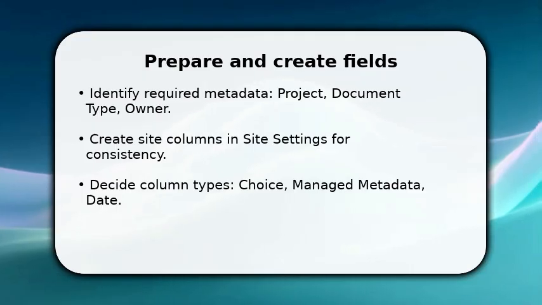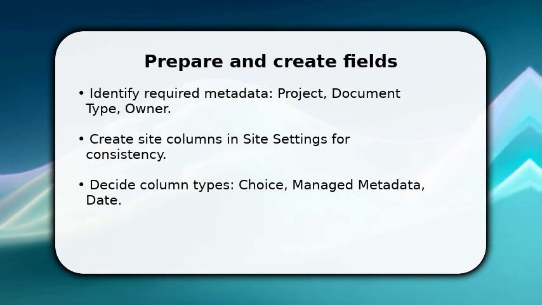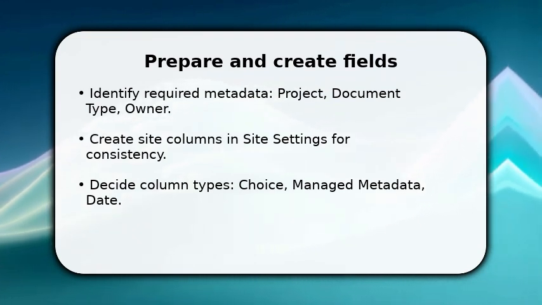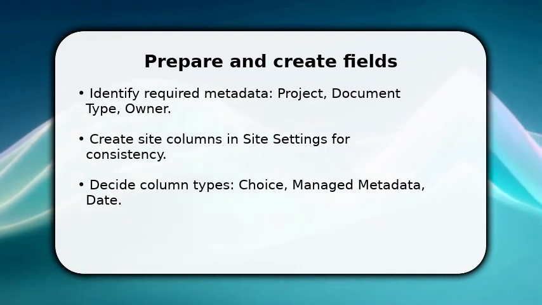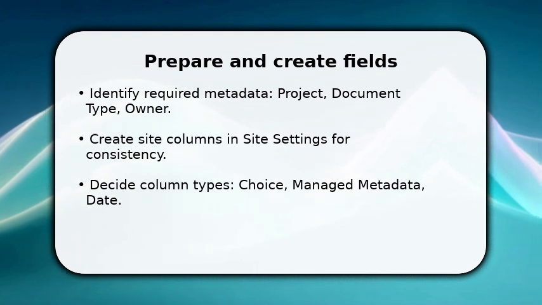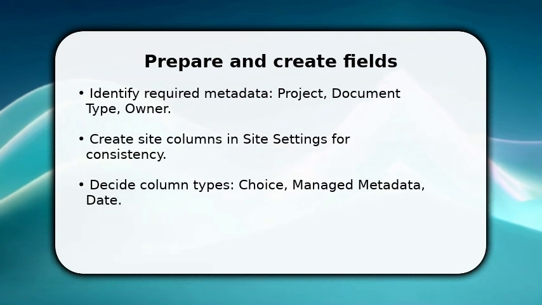You start by defining what matters. Pick project, document type, and owner as core fields. Create site columns in site settings so every library uses the same schema. Once done, choose appropriate column types: use choice for fixed lists, managed metadata for taxonomy, date for deadlines, because type drives behavior, filters, and search.